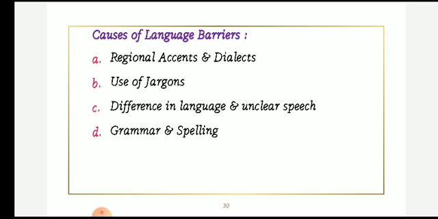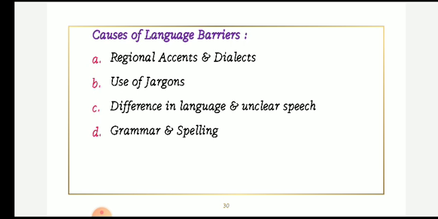Then another cause of language barrier can be grammar and spelling mistakes. Grammar and spelling collectively make a huge communication barrier, particularly in written communication. We know that if a spelling is wrong, it is said to be a big mistake. We'll take some examples.